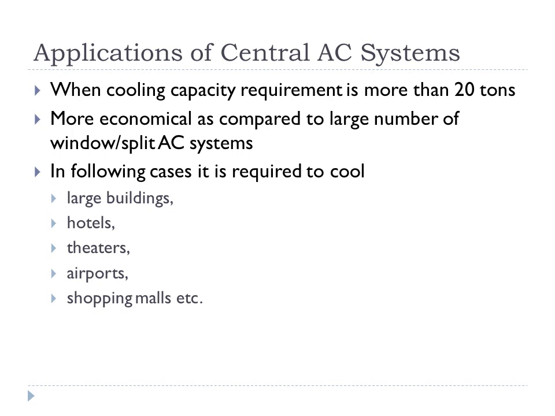Applications of central AC system. Central AC systems are used when the cooling capacity requirement is more than 20 tons. Dear students, central AC system become more efficient when we have the cooling capacity requirement to be more than 20 tons. So instead of using large number of window or split AC systems for getting the cooling more than 20 tons, it is more economical to go for central AC system.